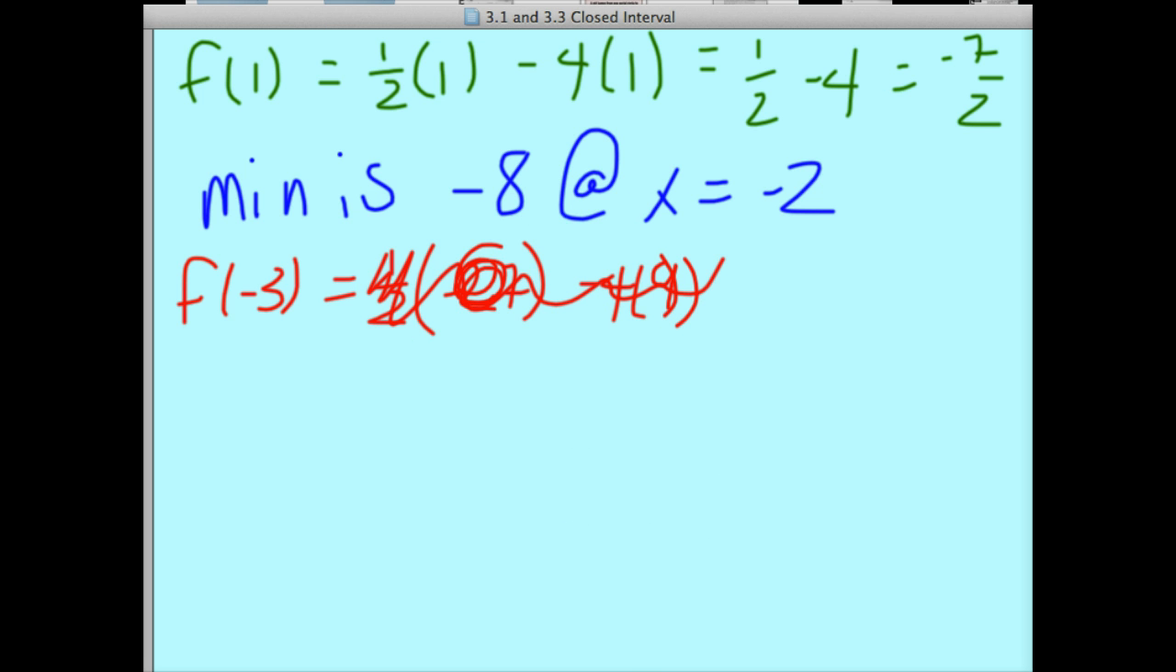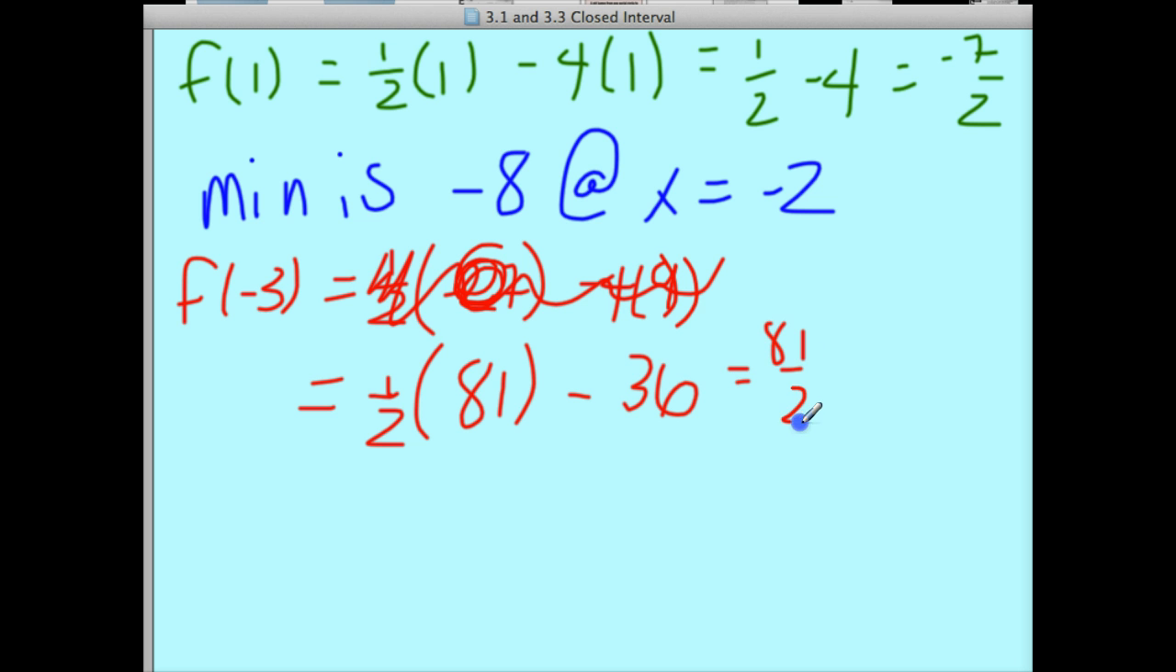We get 1/2 times 81 minus 4 times 9, which is 36. That gives us 81 over 2, and I'm going to already do our common denominator, so that gives me 72 over 2, and this is equal to 9 over 2.